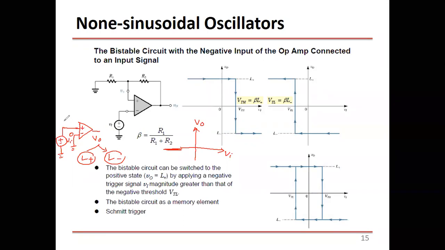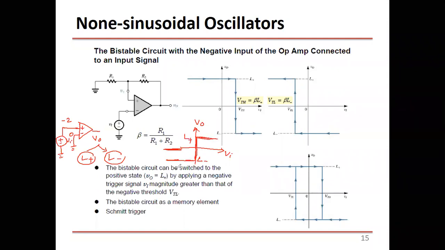Now V plus, let's say it's minus 2. Now the output will look at which one is higher, V plus or V minus. It will see that V plus is lower than V minus. So V minus is higher. So the output will saturate at L minus. And this will go all the way until you reach here. Once V plus switches from negative to positive, then the output will also switch from L minus to L plus. And this is the characteristic curve.